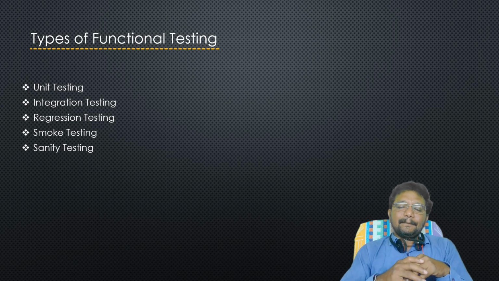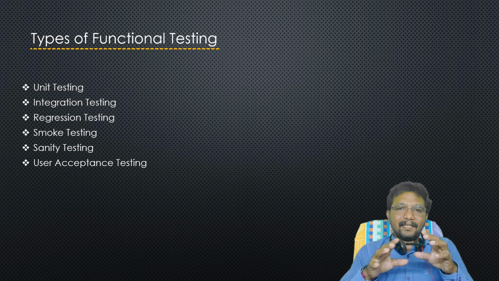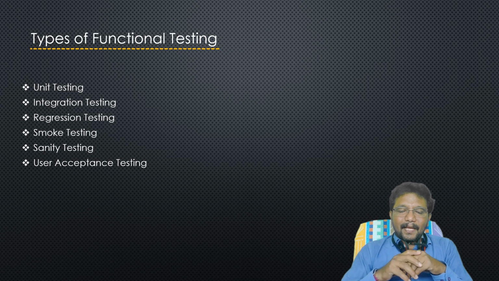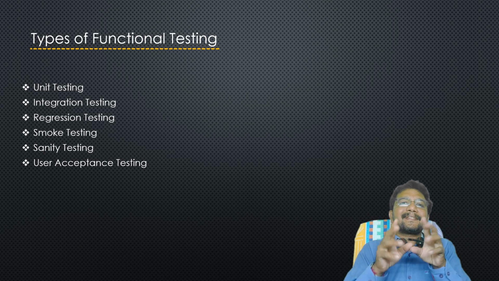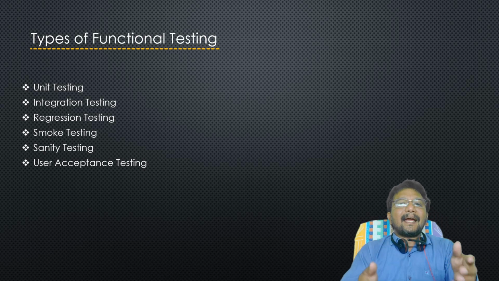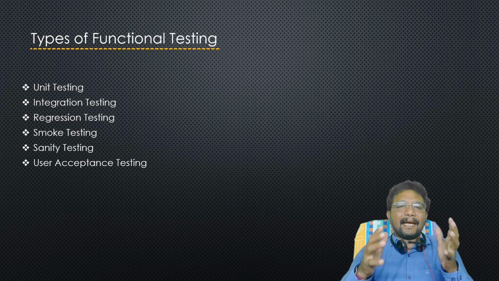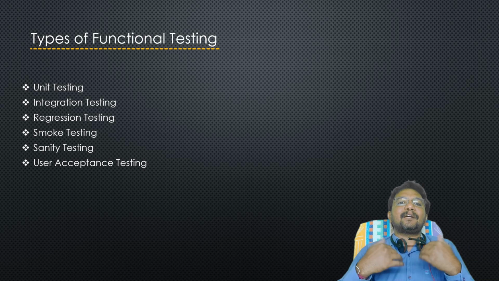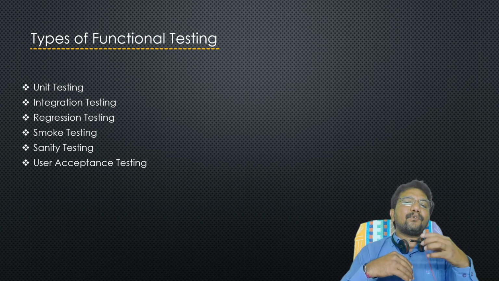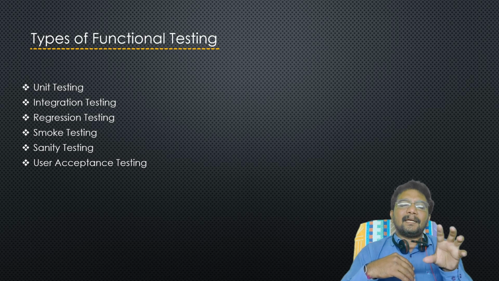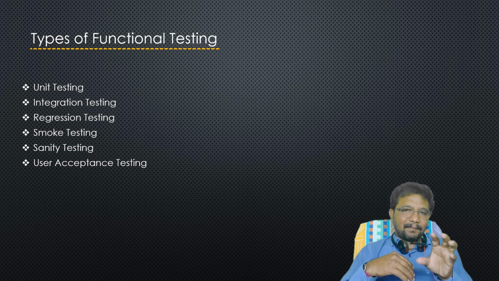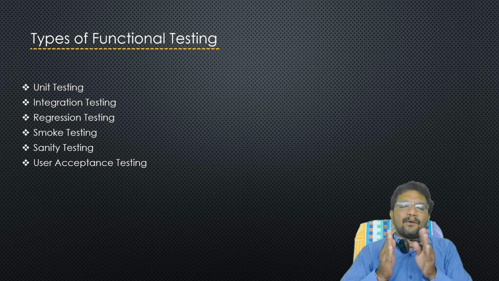And the next, user acceptance testing, is the final testing. Before we deliver the product to the customer, the end user himself performs some overall testing. That is called what? User acceptance. The end user or the product owner should accept our product. For that, before accepting, he tests the overall functionalities. Then that is called what? User acceptance test. These are all different types of functional testing.